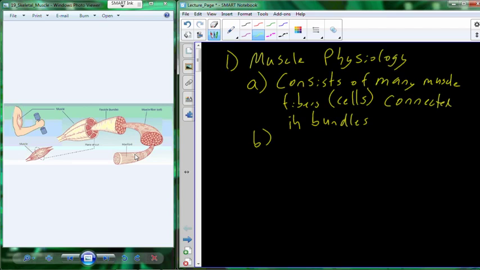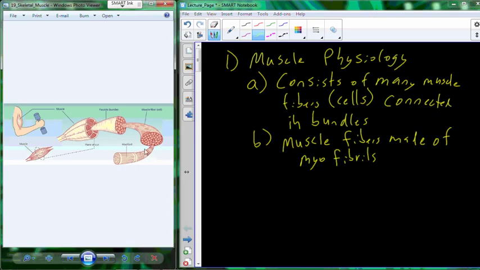If we go down one more layer of detail, we have all of our muscle fibers, or muscle cells, being comprised of myofibrils. And these myofibrils are comprised of proteins that interact in order to shorten the whole muscle.